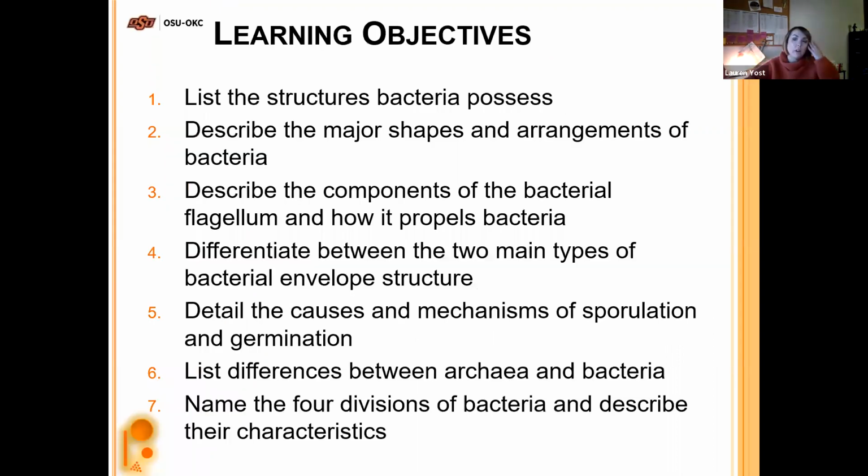Okay, what are we going to learn in this chapter? The structures of bacteria, the shapes and arrangements of bacteria, the components of bacterial flagella and how it propels bacteria around, how they move with it, and the difference between the two types of bacterial envelope structures. That's going to be talking about the gram-positive and the gram-negative. Those are the major ones you're going to need to worry about. There's another one called acid-fast that you will have to know about as well. The mechanisms of sporulation and germination, differences between archaea and bacteria, and the 4 divisions of bacteria and their characteristics.